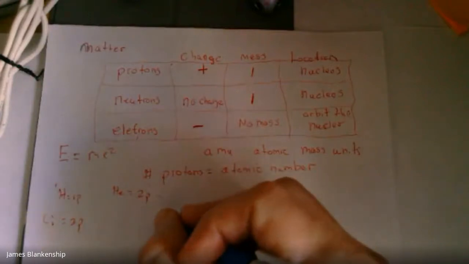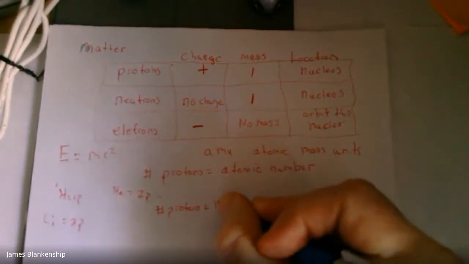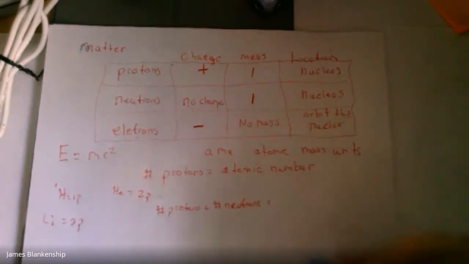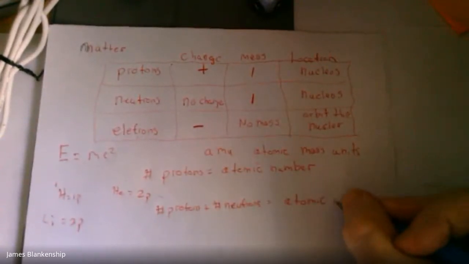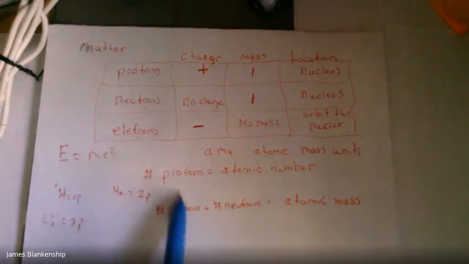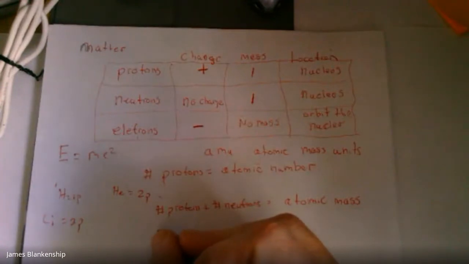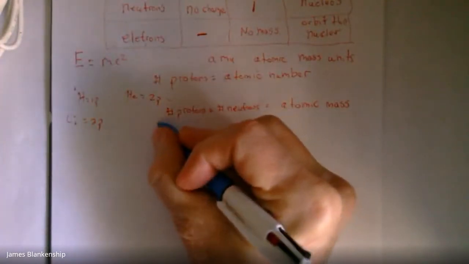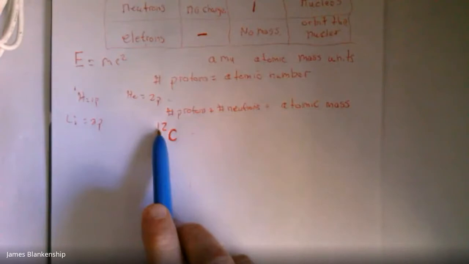The next important piece is that your number of protons plus your number of neutrons, together they will equal what is called your atomic mass. This is showing that electrons are not factored into this. Let me give you an example of this. The symbol for carbon is C. So when you have that C, what you would write would be carbon 12. You've probably heard of carbon 13 or carbon 14 if you've ever heard of carbon dating.